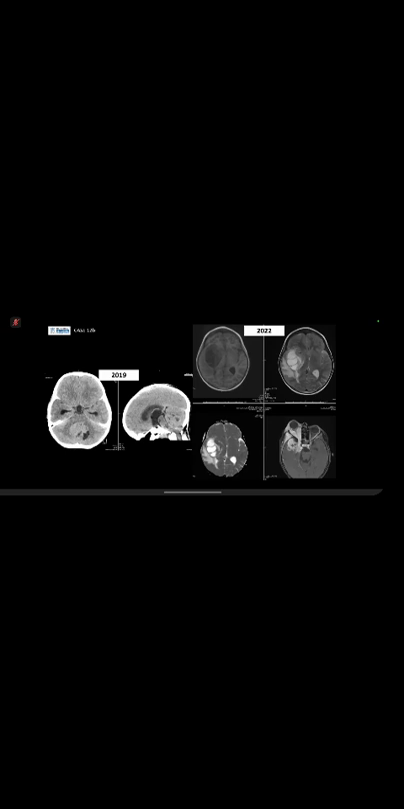Do you think that the lesion in the brain looks aggressive? How does that link to the lesion in the bone? If it were an adult, what would you be thinking? Is it lymphoma?